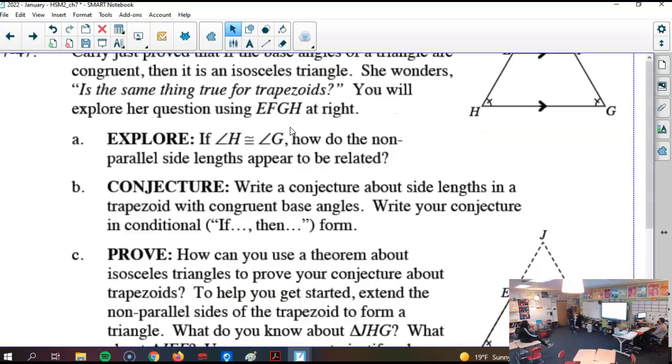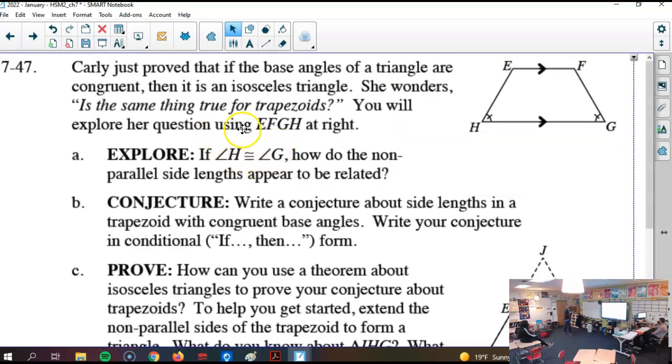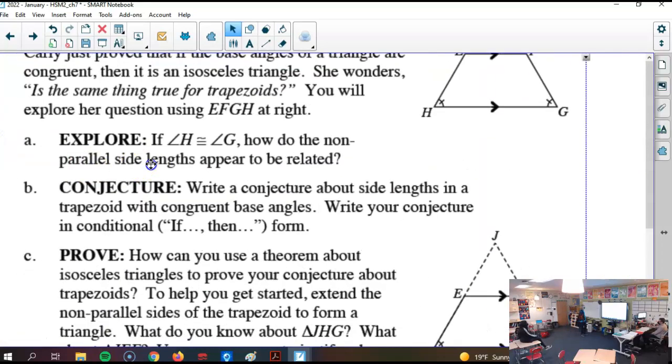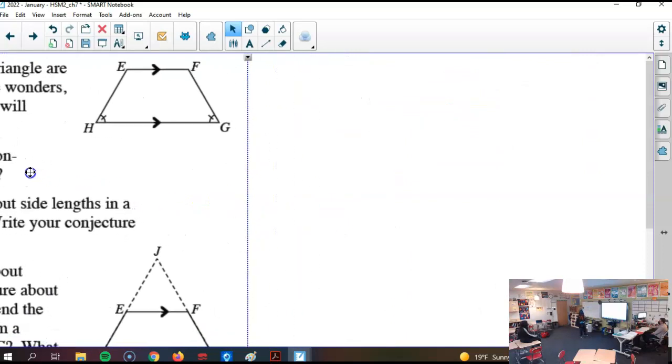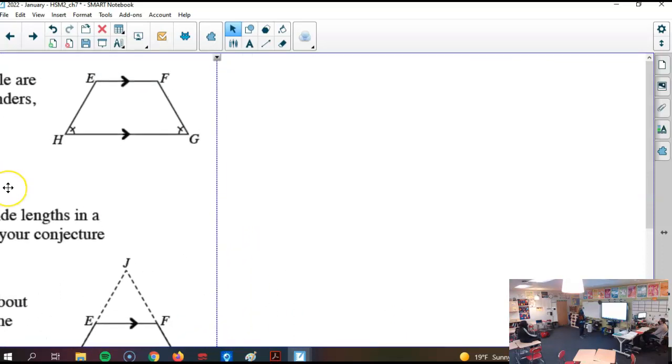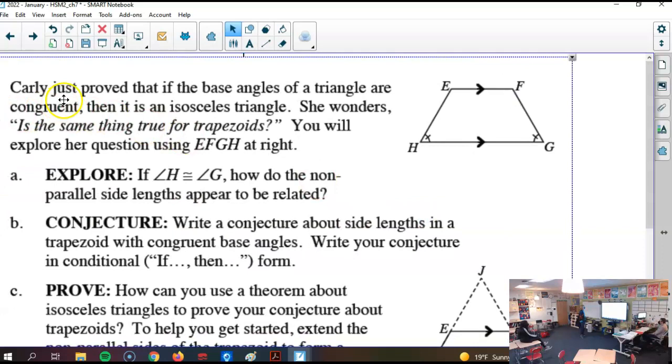So you can do it up on the board if you want. I don't care. This is where I wish I had 2 screens still so I could drag this off to 1 screen. So if you want to, in your head, we can even move this over to here if you want. What is an isosceles? Wait, is there such thing as an isosceles trapezoid? Is that what the question is? I don't get what the question is. So Carly just proved that if the base angles of a triangle are congruent, then it is an isosceles triangle. We proved things like that yesterday, which is what Akshay was trying to argue. She wonders, though, is the same thing true for trapezoids? So exactly the question Connor just asked.